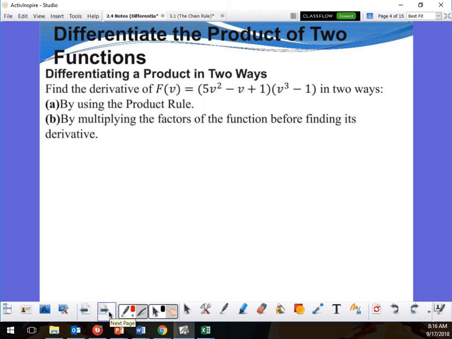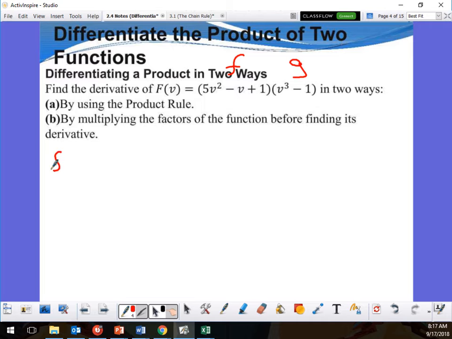Okay, find the derivative in two ways. One by using the product rule. So for this one, I'm going to take this as my f, and this is my g. Let's do the same thing as before. Every single time when you're doing a product or quotient, we're getting into quotient in a little bit, state what your f is, state what your g is, and then list your primes.